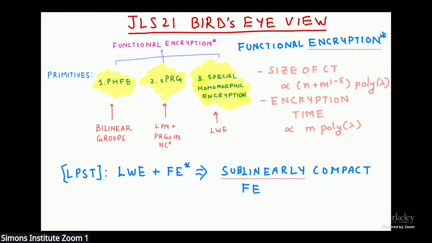Luckily, there's another beautiful paper by LPST. Rafael is a co-author. And what it showed is that using LWE again, you can circumvent this issue, and you get sublinearly compact FE. Again, I won't talk about it because in a later paper we showed that this is all redundant. I'm just trying to show at this point where LWE came in.